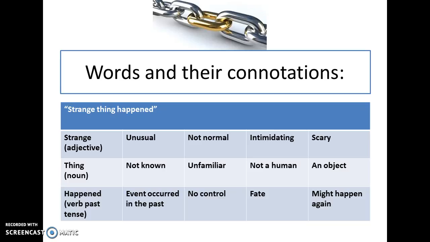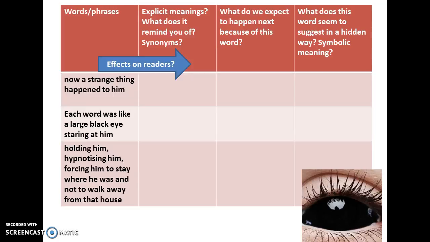So this is what I need you guys to start doing. I need you guys to start breaking apart those little words in every quote and really think to yourself, what are the connotations? So just another table here where I've placed 3 quotes in the table, and these headlines are quite useful for approaching any unfamiliar quotes and enabling you to really analyze the keywords, their connotations, both explicit and implicit. So explicit meanings, what does it remind you of? Synonyms. Implicitly, you need to think of what could this suggest might happen next, and what does the word seem to suggest in a hidden way, symbolic meaning.